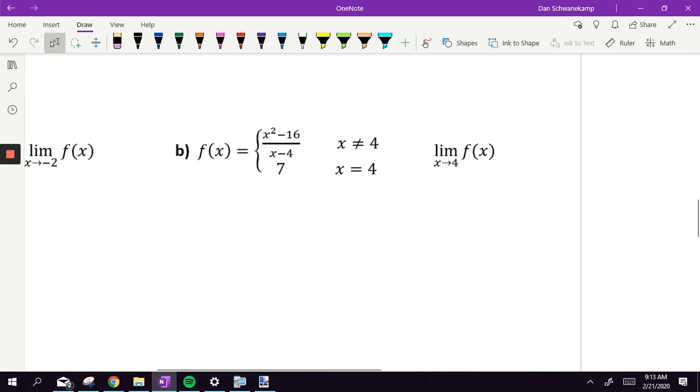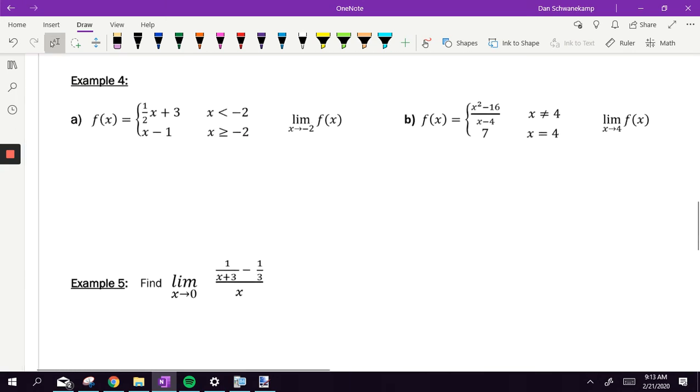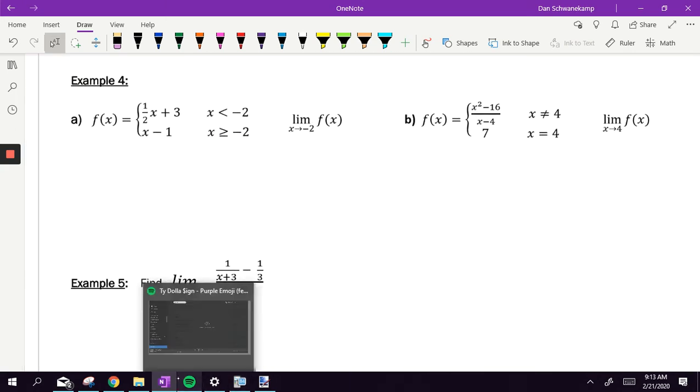You got two piecewise on the back. Try A and B on the back side for example 4. See what you can do.